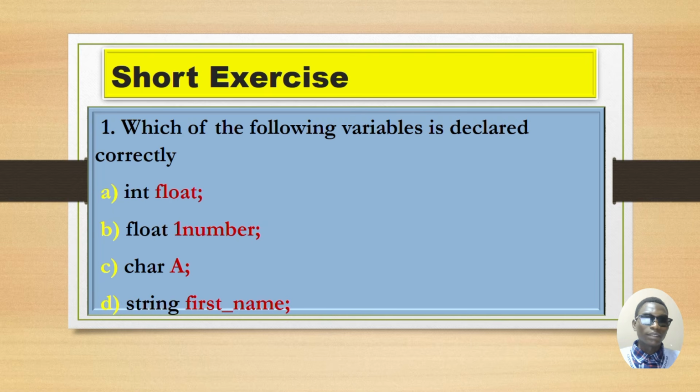You are going to state which of the following variables is declared correctly. Which of the following variables is declared correctly? So you are going to analyze and choose the one which is declared correctly based on the rules we have learned. Try to write your answer in the comment section.